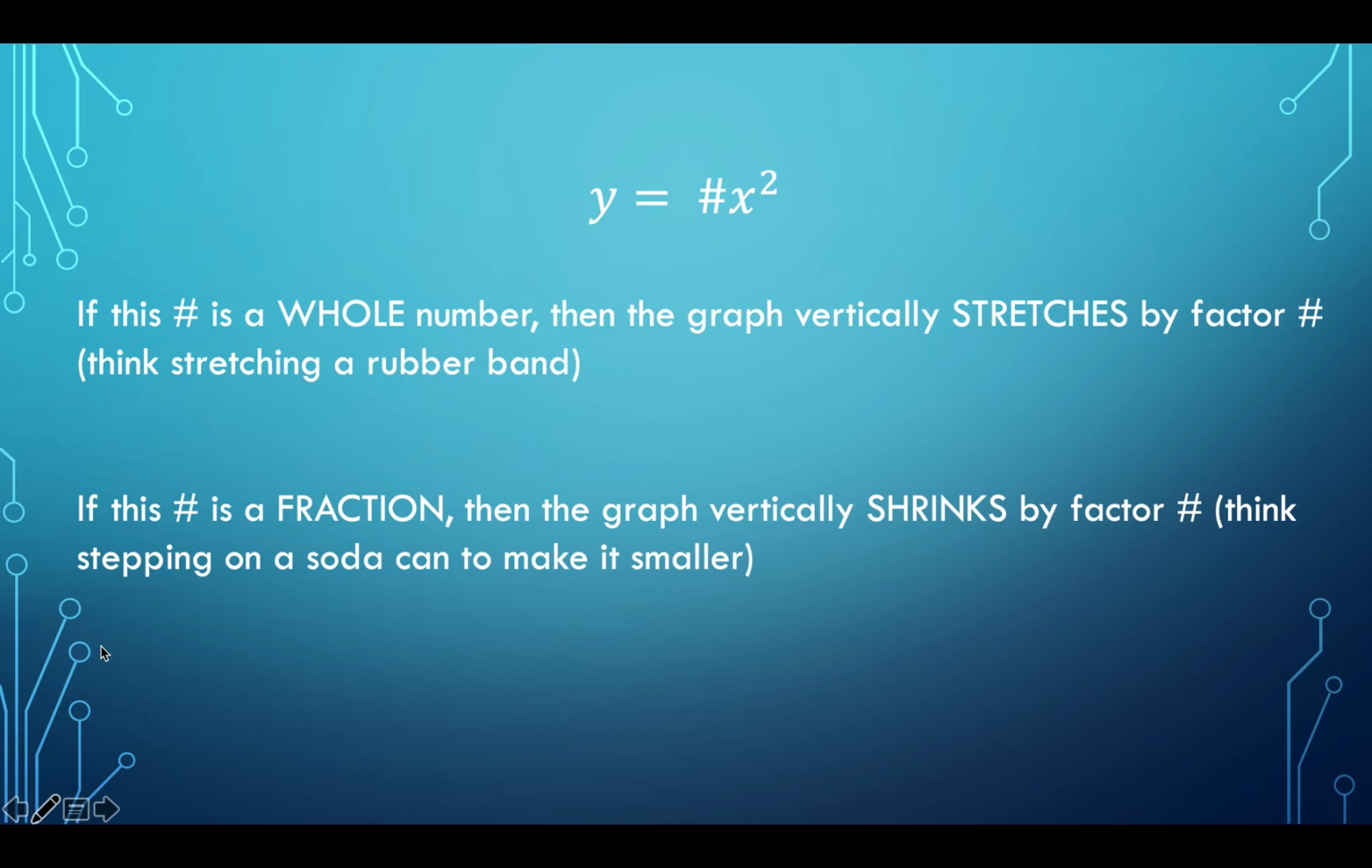So now we have y is equal to whatever number x squared. Now we have to think, if it's a whole number, so 1, 2, 3, 4, so anything bigger than 1, the graph is going to stretch vertically. Think of it as taking a rubber band and stretching it. Whole numbers stretch. And then if this number in front is anything less than 1, so if it's a fraction, then the graph is going to shrink. Think of it as if you're going to step on an empty can of soda. You're going to crush the can. So basically, you're crushing the graph.